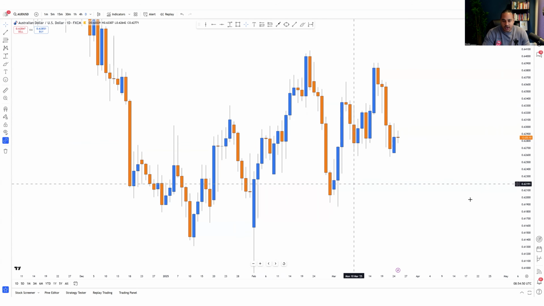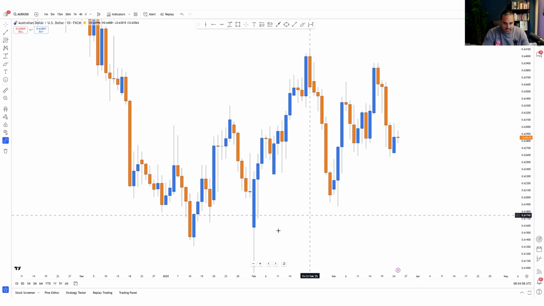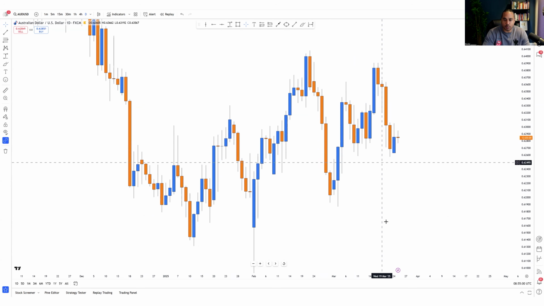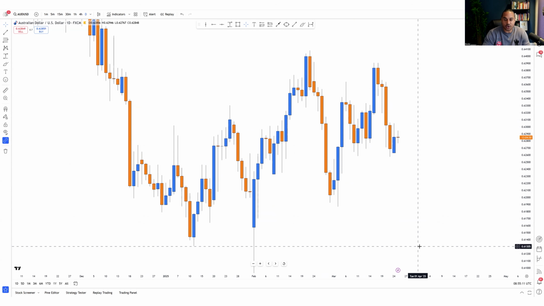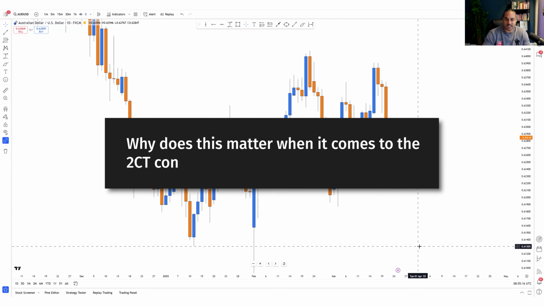If you look at this daily time frame, the belief that a candle has to close bullish or bearish is illustrated every single day. There's nowhere on this chart where we can see a candle that hasn't closed bullish or bearish. Granted, some candles have closed more bearish than others, and some bullish candles have closed more bullish than others. But without a shadow of a doubt, every candle has to close bullish or bearish. Now, why does this matter when it comes to the 2CT concept?